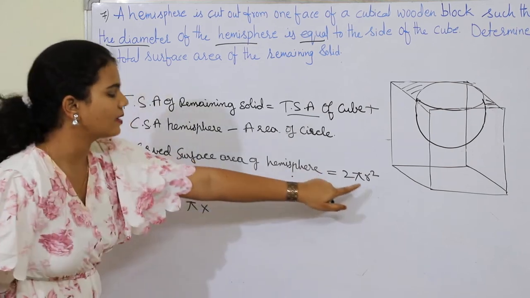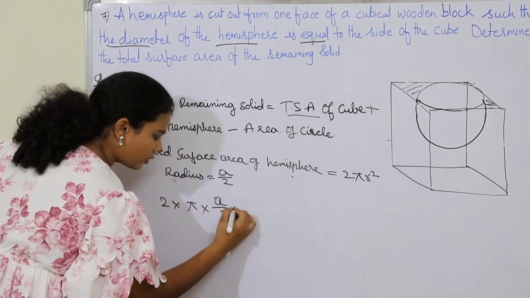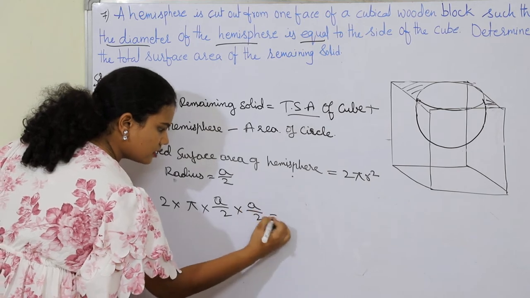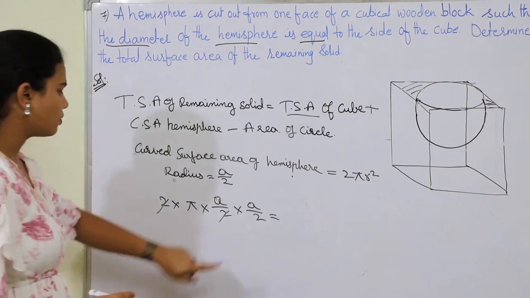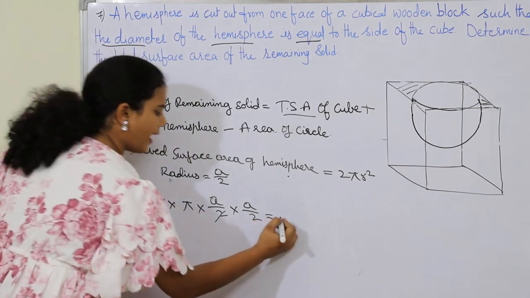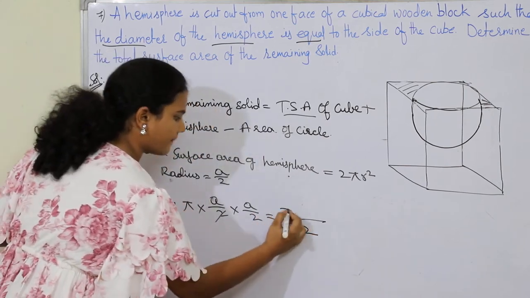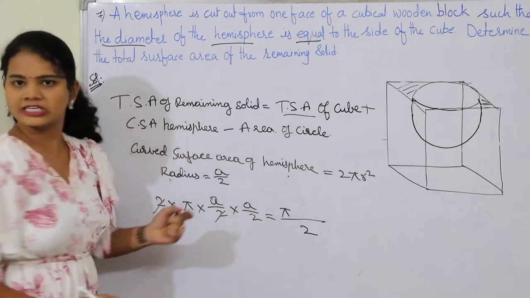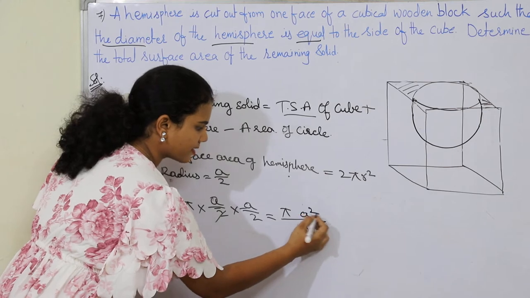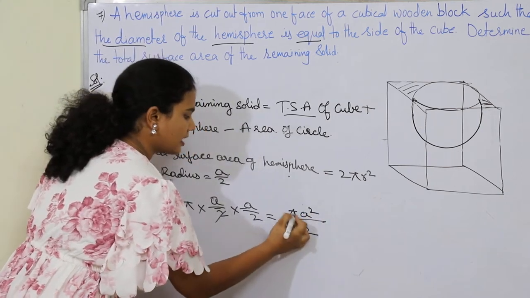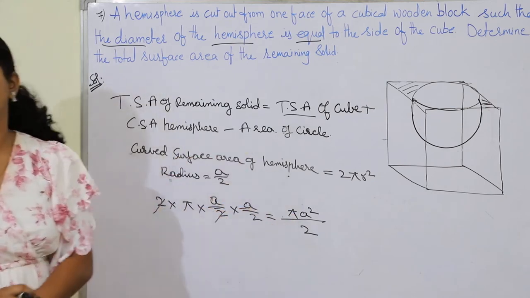Okay, now r square means radius square, r into r. So radius is A by 2 into A by 2, right? So here 2 ones are 2, 2 ones are 2, so the 2 gets cancelled, and now here you have 2 over here. Now pi value, A into A square. A into A gives what? A square. Therefore I got what? The curved surface area of the hemisphere is pi a square by 2.